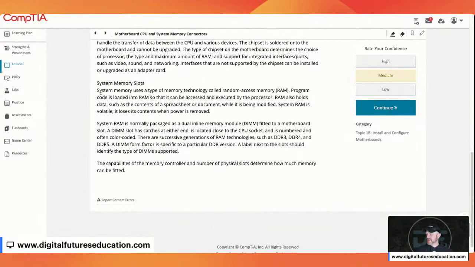System memory uses a type of memory technology called random access memory. Program code is loaded into the RAM so that it can be accessed and executed by the processor. RAM also holds data such as the contents of a spreadsheet or a document while it's being modified, while it's being changed. System RAM is volatile. It loses its content when power is removed.